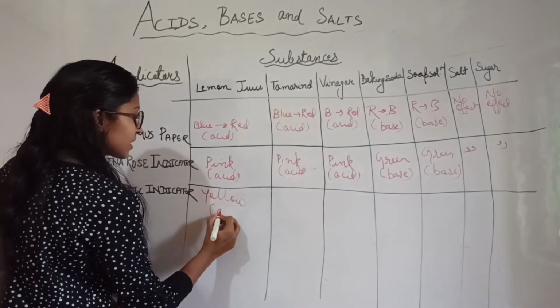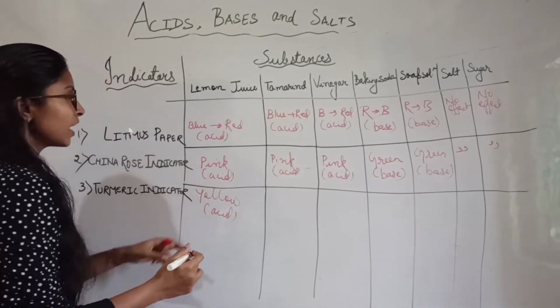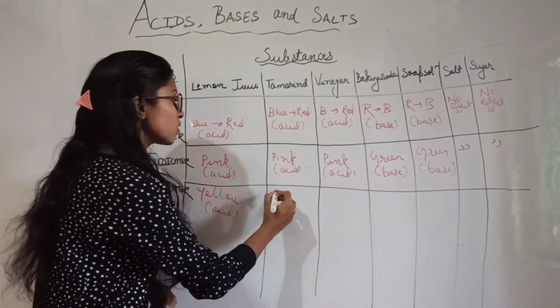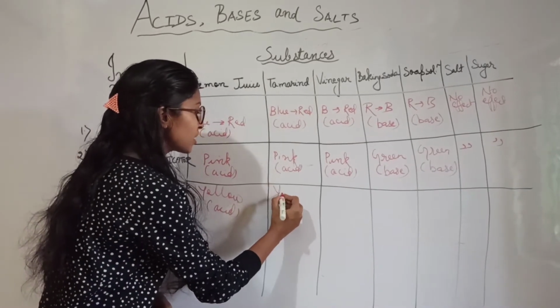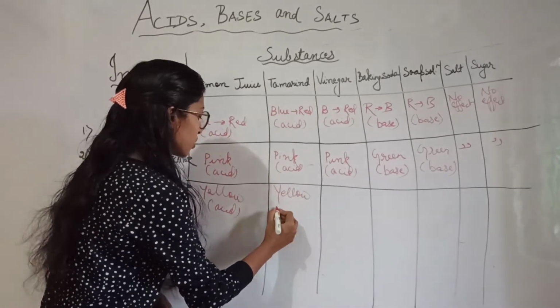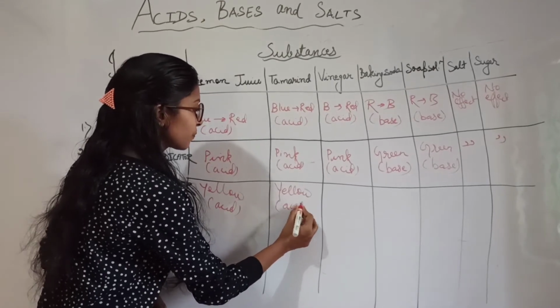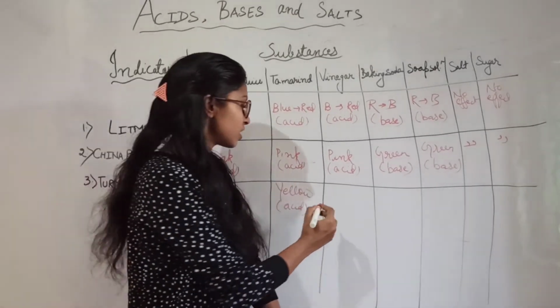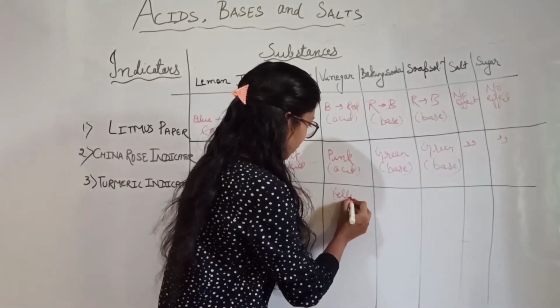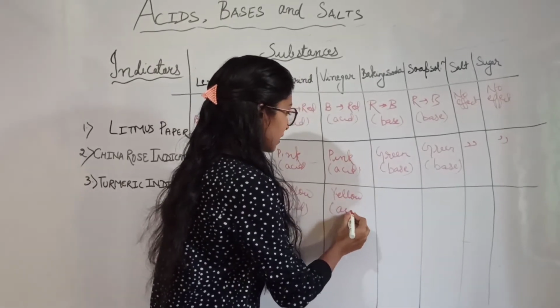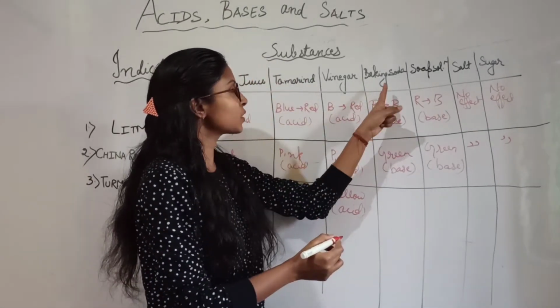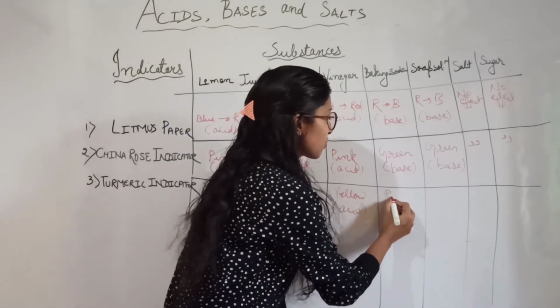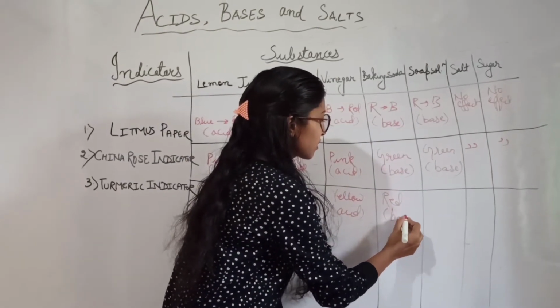Now again, if we talk about the tamarind also, when we are putting the turmeric solution, it is remaining yellow, so it is also an acid. And in the vinegar also, it is remaining yellow, so it is an acid. But when we are putting in this baking soda solution, it is turning red. It means it is a base.